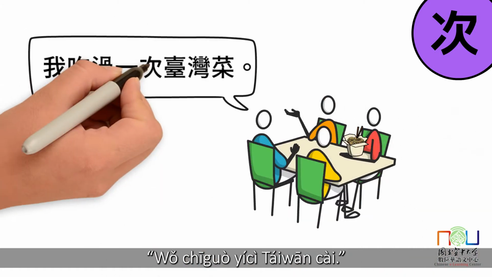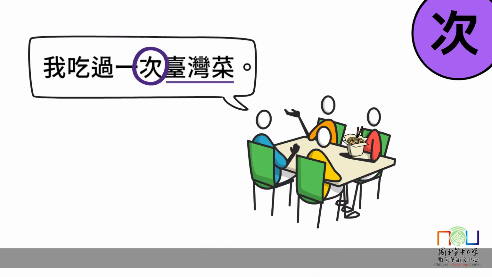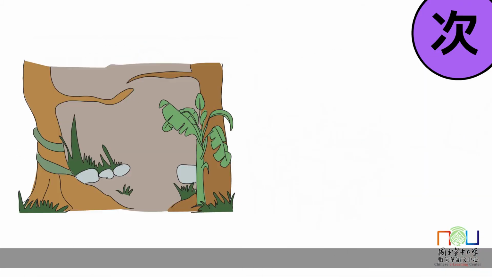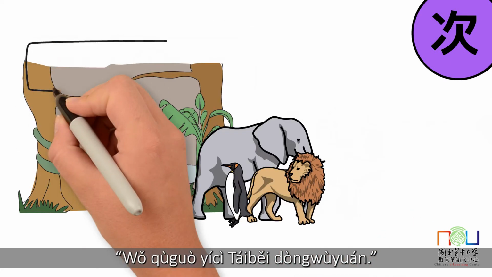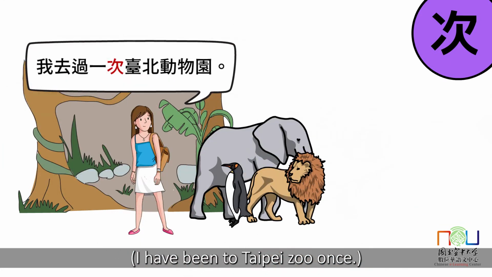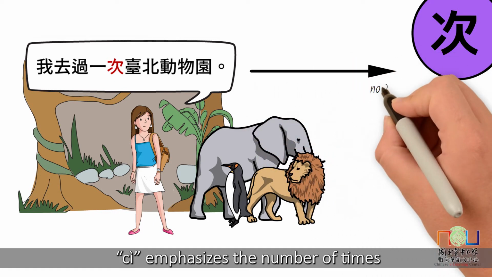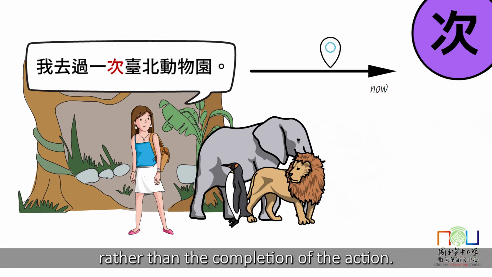For example, 我吃过一次台湾菜。I have eaten Taiwanese food once. If it is used in a definite tone, it shows the number of times that an action appears. Let's look at another example. 我去过一次台北动物园。I've been to Taipei Zoo once. Here, 次 emphasizes the number of times an action takes place rather than the completion of the action.